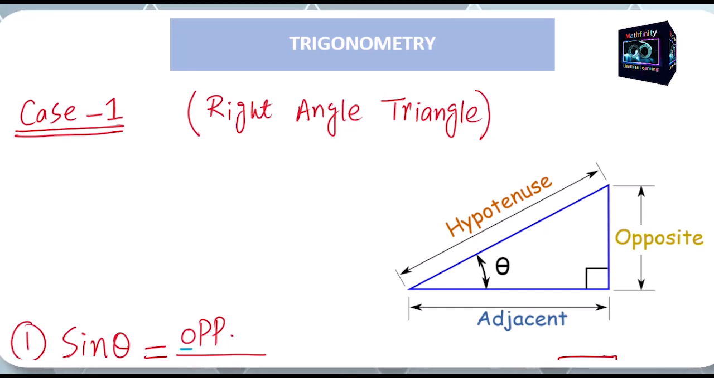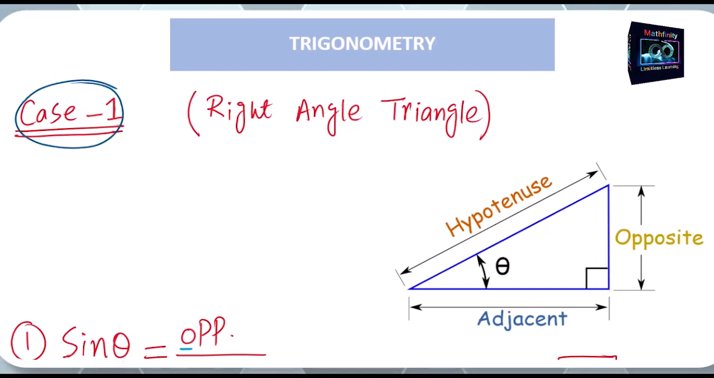Whenever you see a triangle, the first thing you have to find out is whether this is case 1 or case 2. Case 1 means whenever you see a right angle triangle. To save time, I already wrote all the things, so I will just explain. Case 1 means the triangle is a right angle triangle. They will give you this angle, 90 degrees, which represents that this is a right angle triangle.